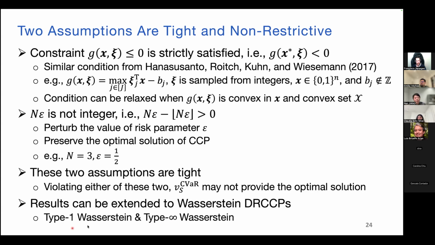So type 1 Wasserstein is slightly more complicated, but we can still do a similar condition. We can still do the construction, and this result also holds. But because this one involves more calculations, we did this one in our paper, but for presentation purposes, we are not going to show that. So this is the story: the scaled CVaR can actually provide us with the optimal solutions.